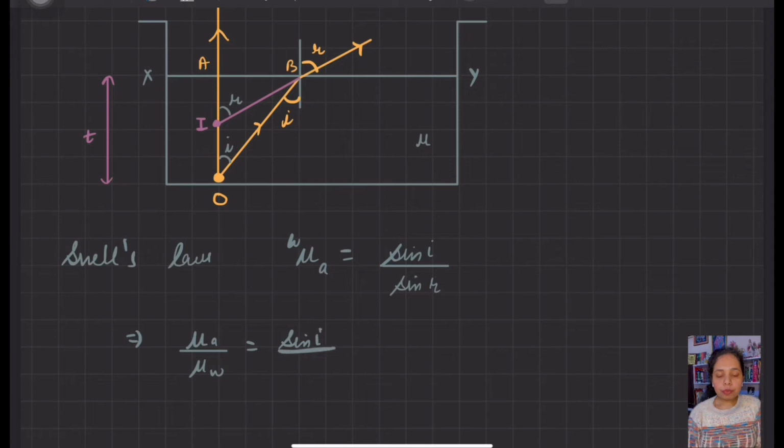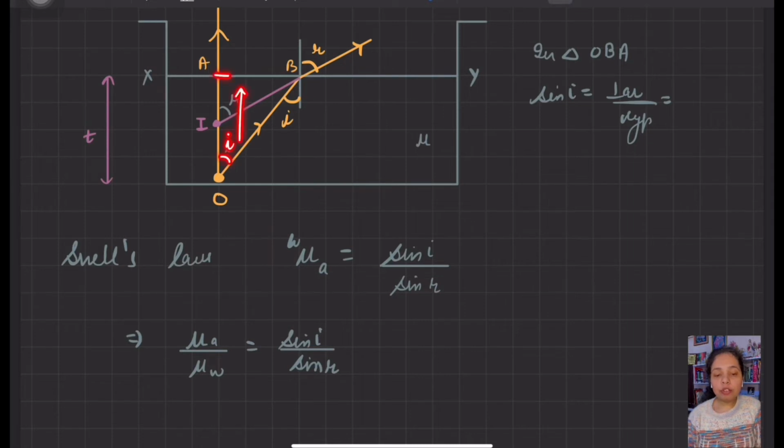Sine I upon sine R. Now to find the value of sine I and sine R, we need to consider the triangles, and in triangle OBA we have sine I is equal to perpendicular upon hypotenuse. Here we are having the angle I which is formed at point O, and in front of the angle we have perpendicular, therefore we have AB as perpendicular and OB as hypotenuse. So sine I is equal to AB upon OB.